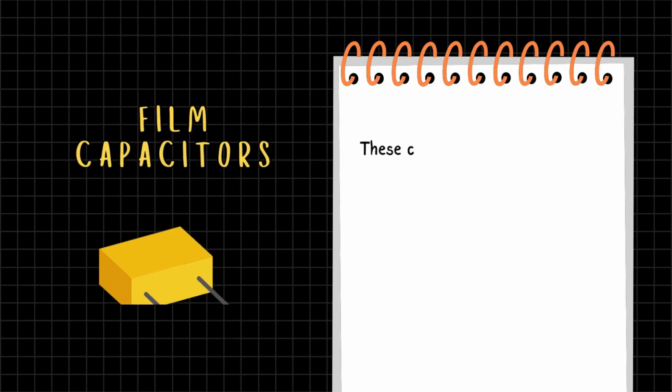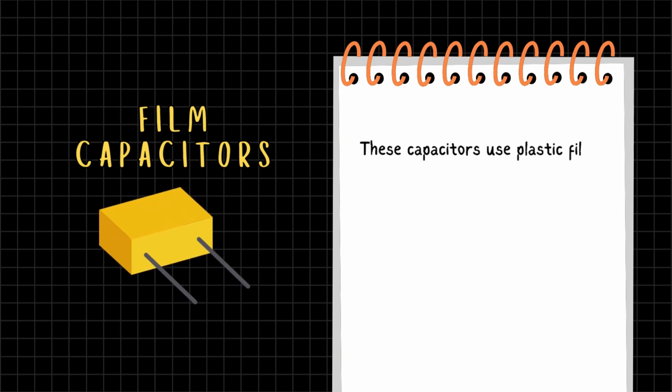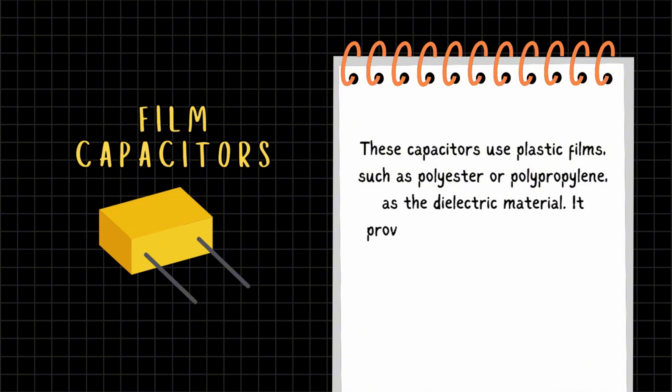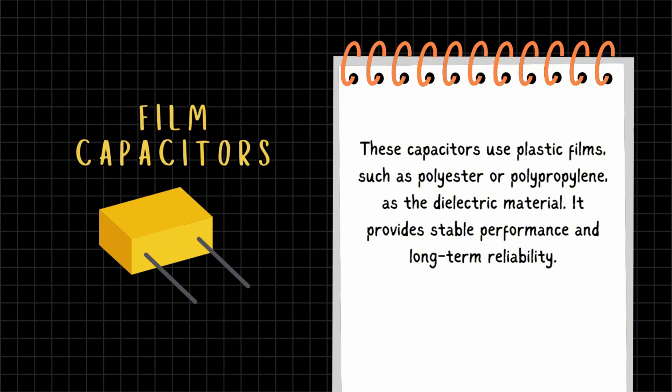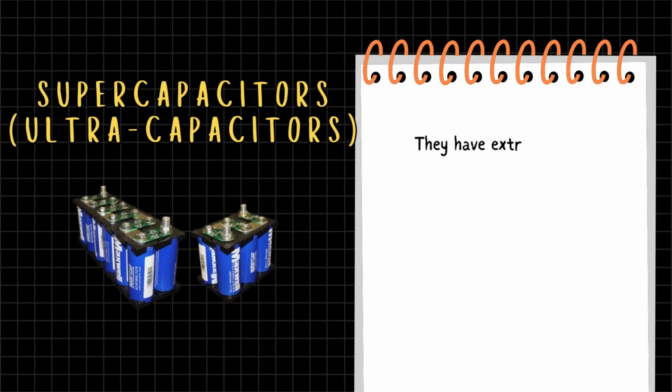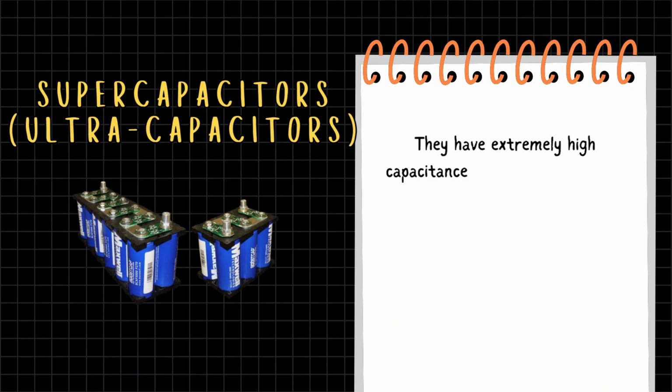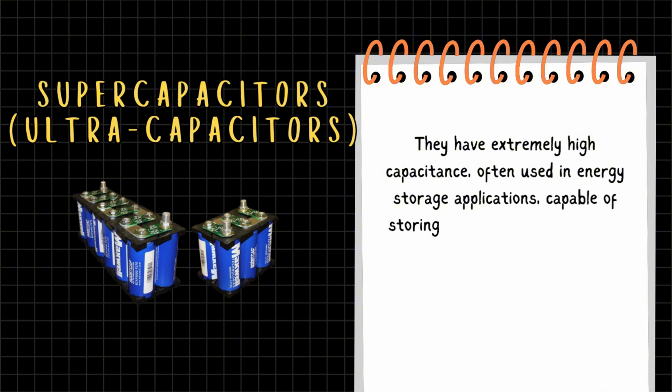Film capacitors. These capacitors use plastic films such as polyester or polypropylene as a dielectric material. They provide stable performance and long-term reliability. Next are the supercapacitors, also known as ultracapacitors. They have extremely high capacitance and are used in energy storage applications. They are capable of storing a large amount of energy for quick release.